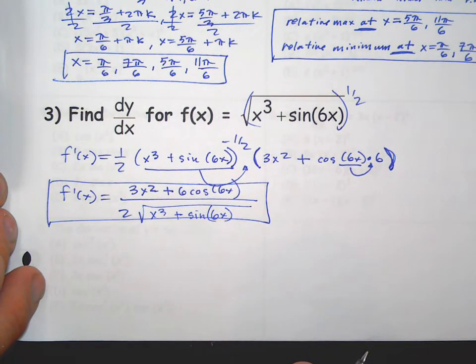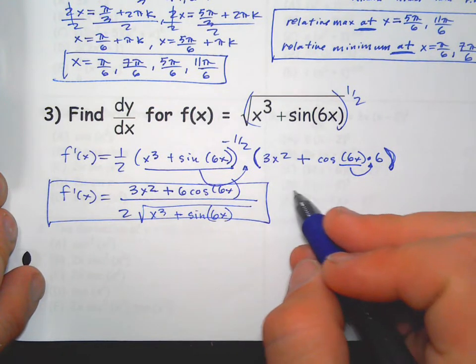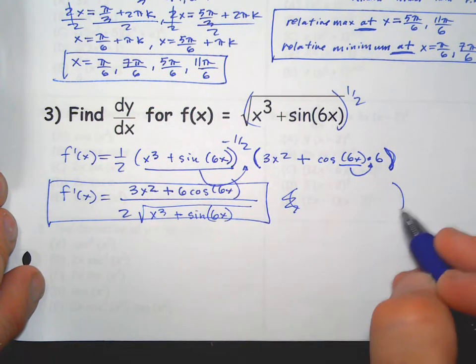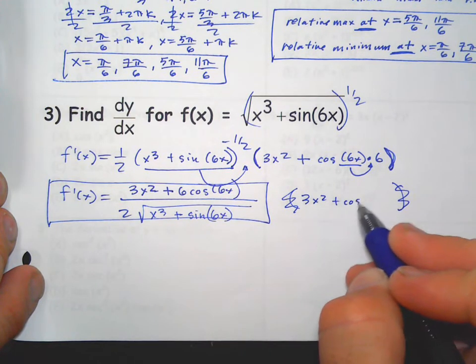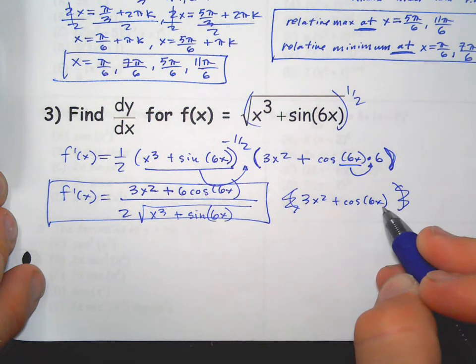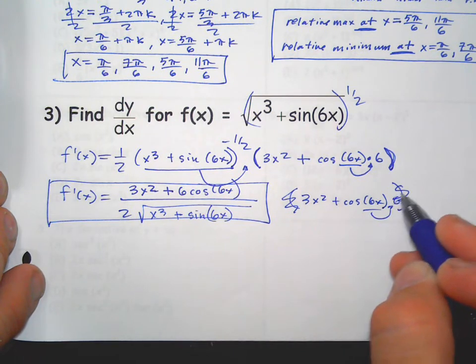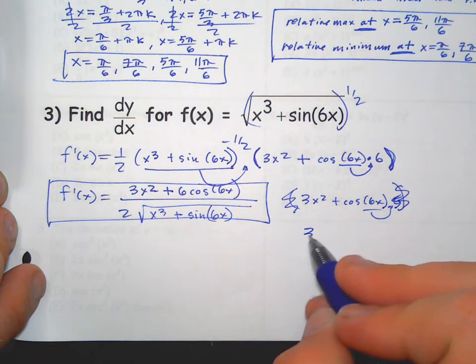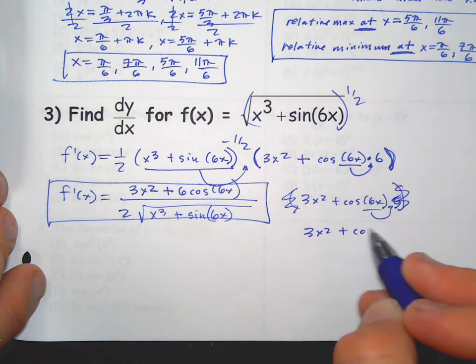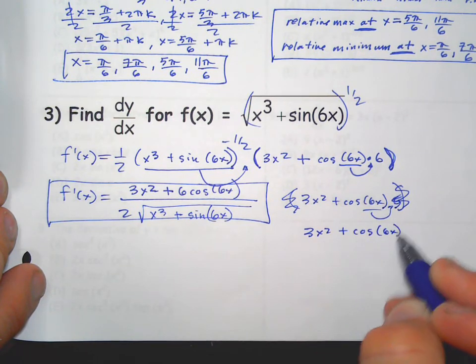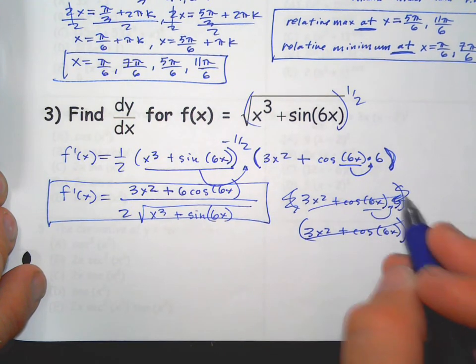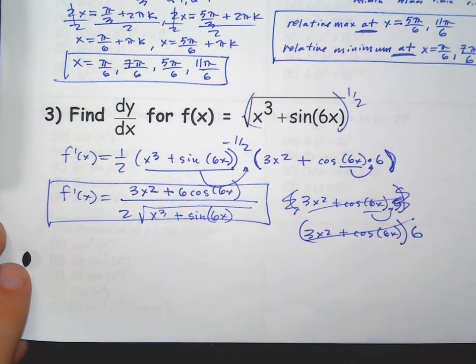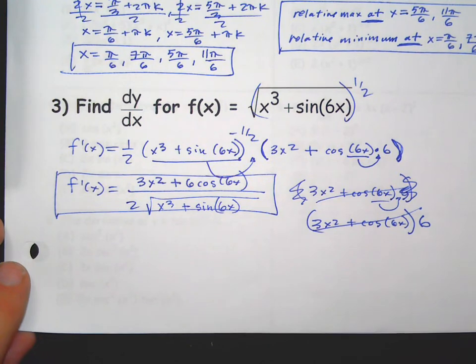Okay, so I could see some people either just forgetting the grouping symbols. I could see people forgetting the chain rule. I could see people thinking that the chain multiplies all of this. Okay, so be careful.